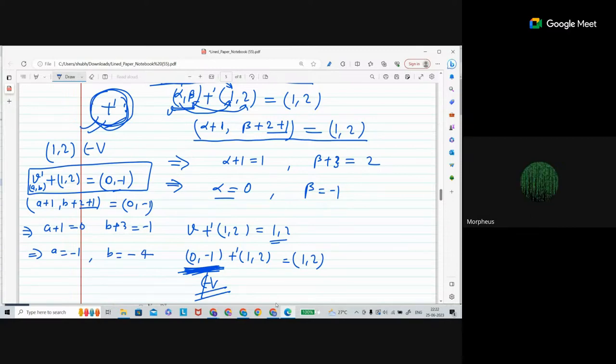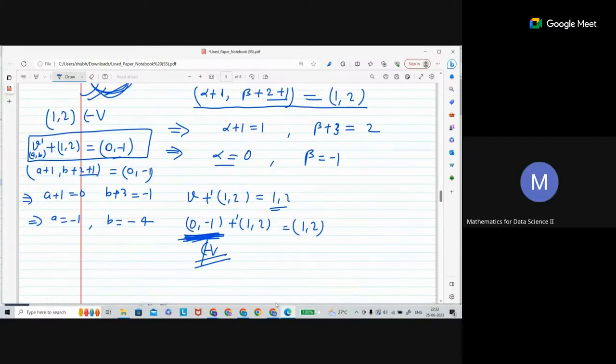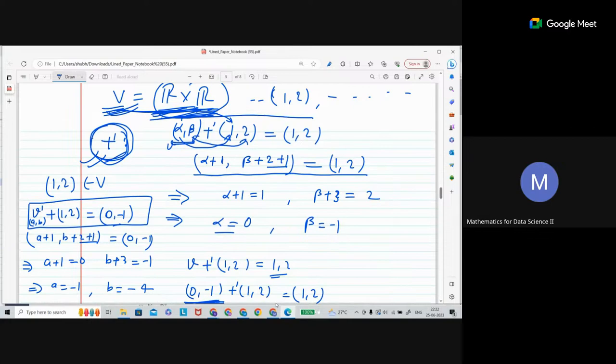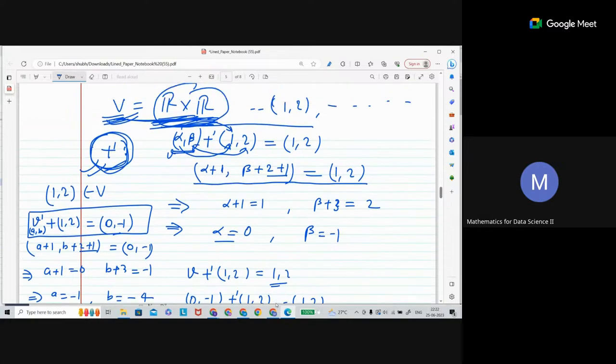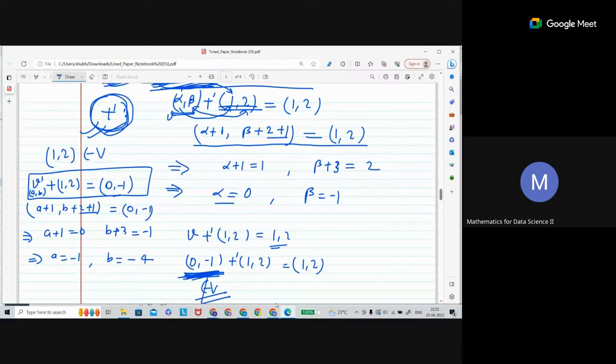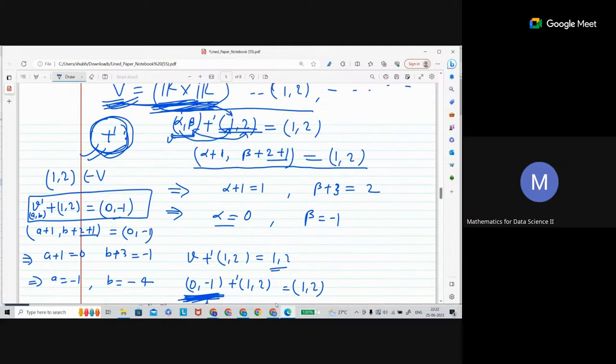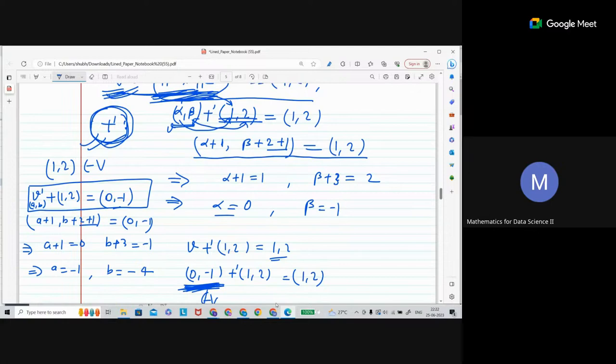For this case, I just took an example, and based on that example I'm finding it. I did not go to the generalized form. No issues. For the particular vector I took, I just found it. Everything here is fine.